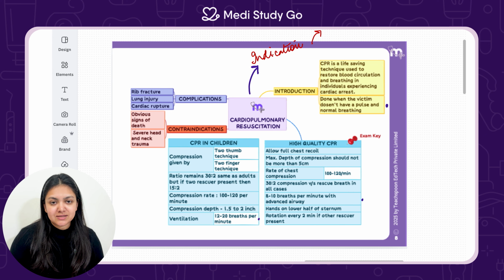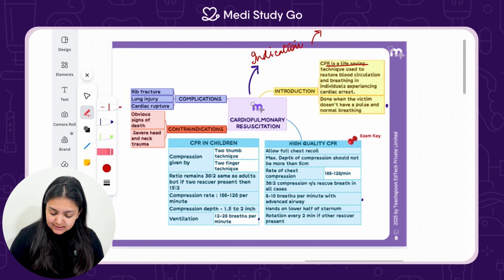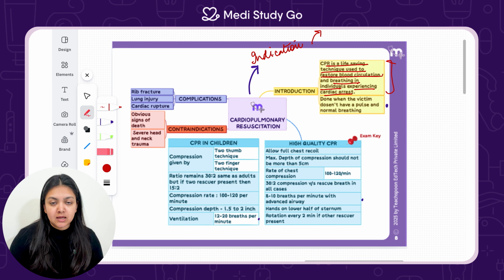Starting with first things first to study a topic, what is CPR? CPR is a life-saving technique used to restore blood circulation and breathing in individuals experiencing cardiac arrest. The key point to note here is that CPR is done when a patient cannot breathe and does not have a patent circulation. So airway and breathing both are compromised, and the circulation is compromised. That is, the patient is in cardiac arrest. So we need to perform some sort of resuscitation, and that is CPR, which is cardiopulmonary resuscitation.